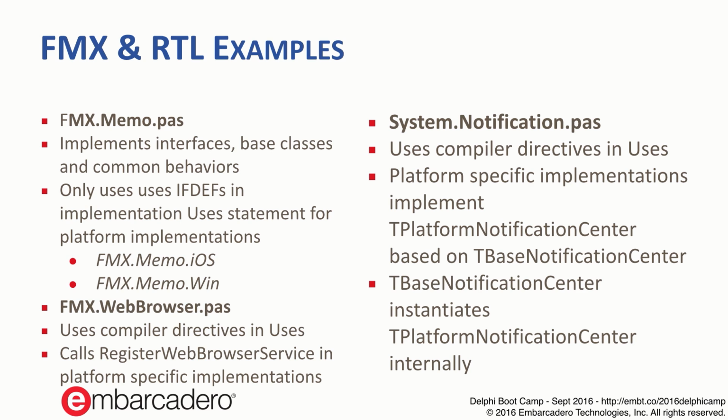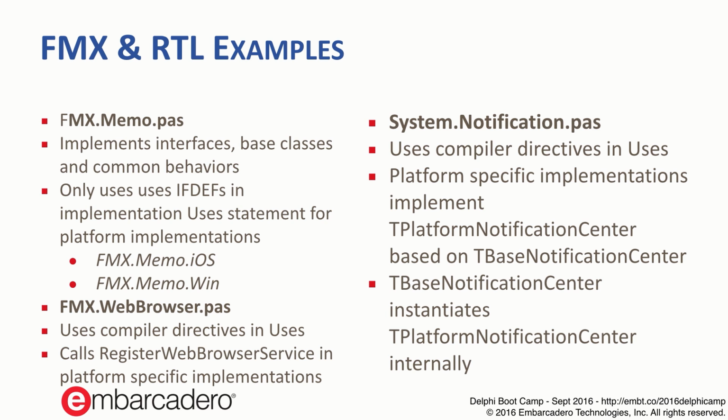In FireMonkey, FMX.Memo, you can see that there is an FMX.Memo.iOS and an FMX.Memo.Win. So what this does is FMX.Memo implements interfaces and base classes and common behaviors, and then uses IFDEFs in the uses statement for platform-specific implementations. FMX.Memo defines the base classes and interfaces, but then in its uses statement, it uses either FMX.Memo.iOS or FMX.Memo.Win, etc., in order to select which implementation is used.